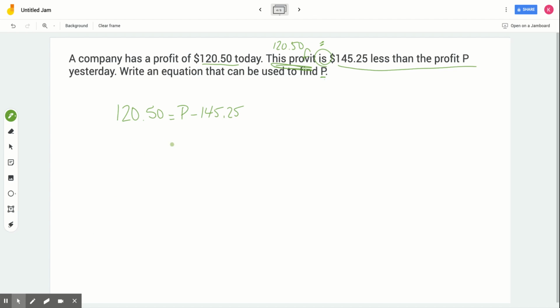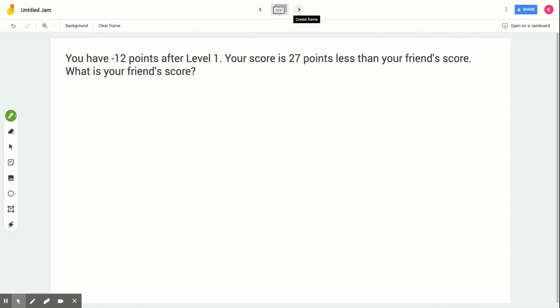For a little extra practice, I want you to try to solve this one for the variable after we're finished. Let's take a look at one more. It says you have negative 12 points after level 1. Your score, negative 12 points, is 27 points less than your friend's score. What is your friend's score? We want to think about what variable would make sense. We're looking for a friend or a score, so maybe an F or an S might be a good one. I'm going to use the letter F.